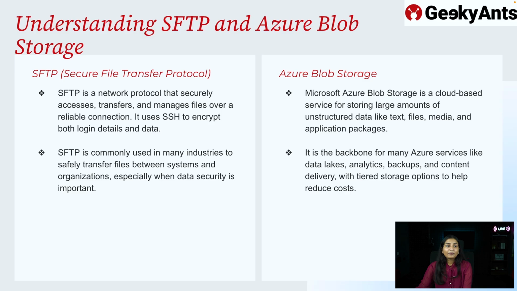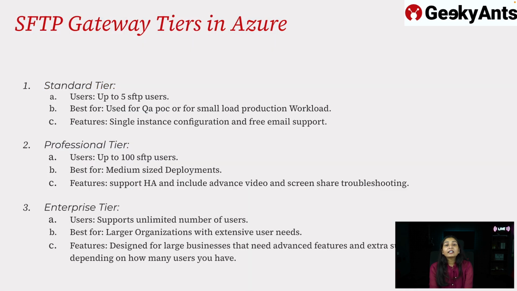And SFTP Gateway has 3 tiers: standard, professional, and enterprise. All of these tiers are directly proportional to the number of users. Standard has a 5-user constraint and professional has a 100-user constraint. Enterprise doesn't have a user constraint. It also differs in the type of support Thorn Technology gives. Standard has only email support. Professional has advanced video and screen sharing troubleshooting. And enterprise has much better user support from Thorn Technology.